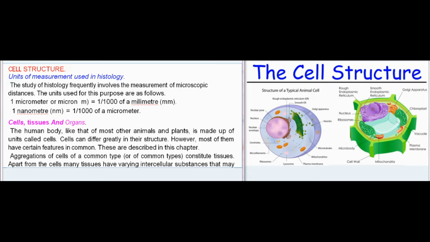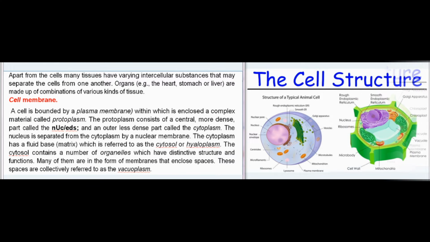Cells, tissues, and organs. The human body, like that of most other animals and plants, is made up of units called cells. Cells can differ greatly in their structure. However, most of them have certain features in common. These are described in this chapter. Aggregations of cells of a common type, or of common types, constitute tissues. Apart from the cells, many tissues have varying intercellular substances that may separate the cells from one another. Organs, for example the heart, stomach, or liver, are made up of combinations of various kinds of tissue.